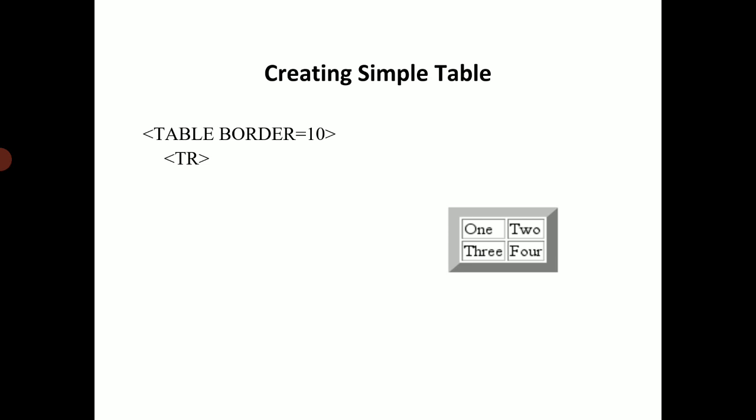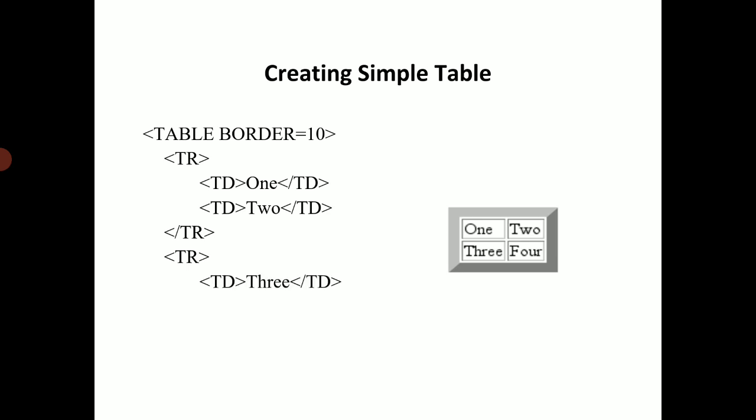Next, tr represents a table row, and in the first row we have 2 cells, that is 2 columns. For the first cell the data is 1, that is td 1, and for the second cell td 2. After that we have to close the tr tag. Next, again we create a second row with 2 cells, that is td with content 3, td with content 4. After that close tr.